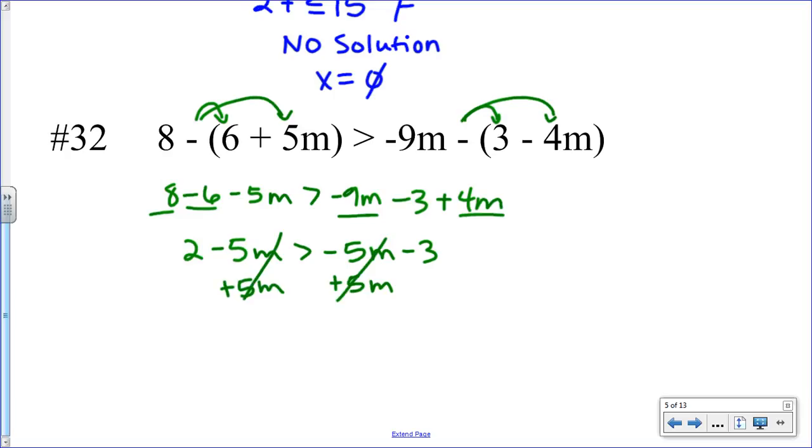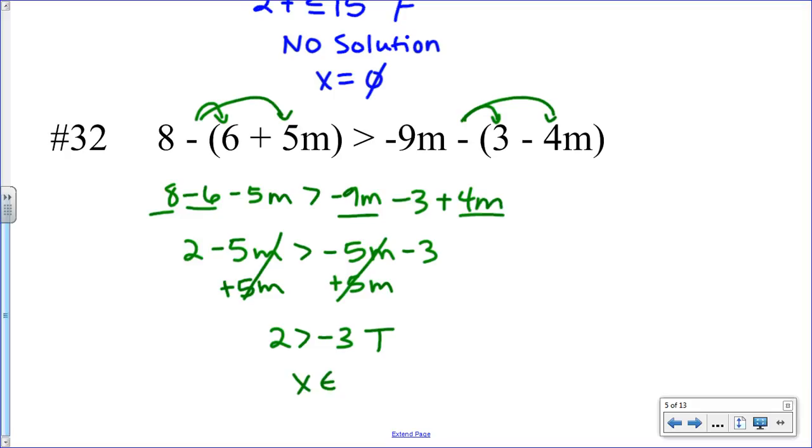Again, they're both canceling. So I have to see if I get a true or a false statement. So 2 is not equal to negative 3. So if this were an equation, this would be no solution. But that's not what it's saying. It's saying 2 is greater than negative 3. Is that true or false? True. So as an inequality, this is true. This is all real numbers.